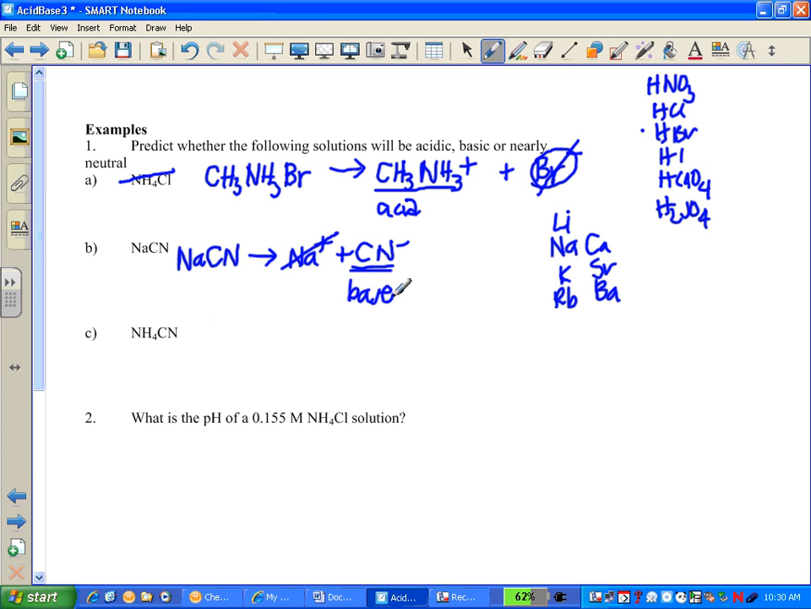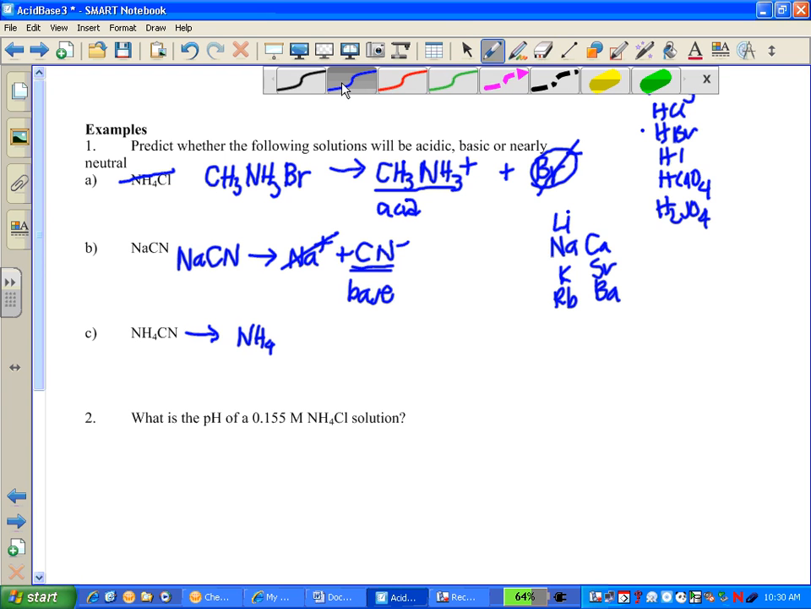Now with NH4CN, when this breaks up in solution, we get NH4+ and CN-.